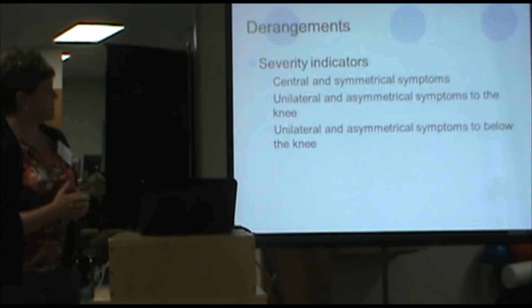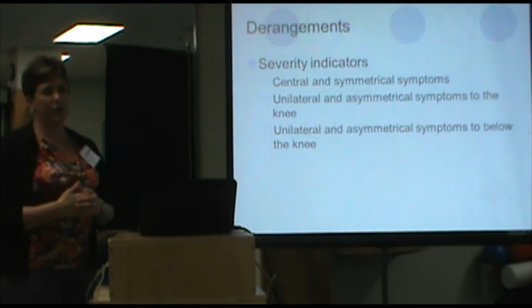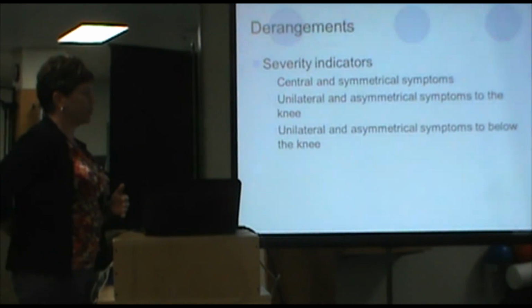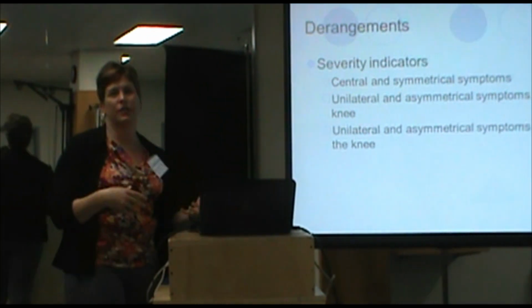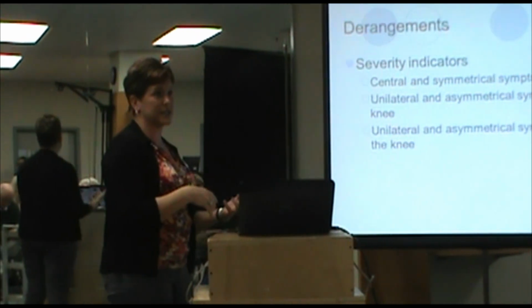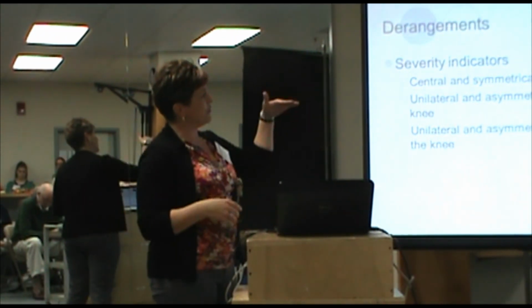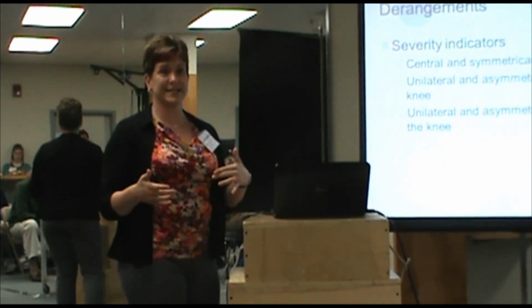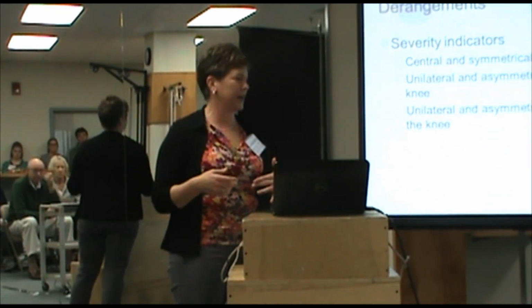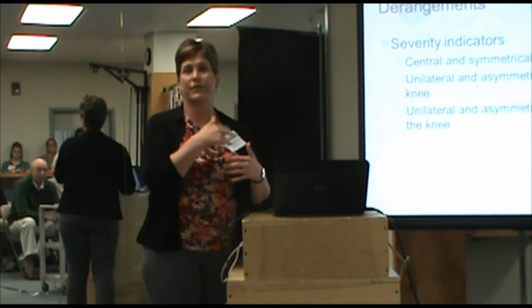He talks about some severity indicators. Generally, if a patient comes in and has central or symmetrical type symptoms, they're easy to centralize and easy to maintain the centralization. If they have unilateral symptoms that only go down to the knee, that's also pretty easy to solve. Usually when those patients come in, I think 2 or 3 visits and we're going to have this pain significantly reduced.